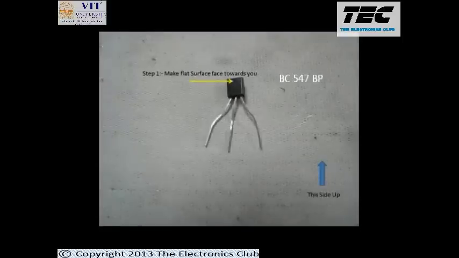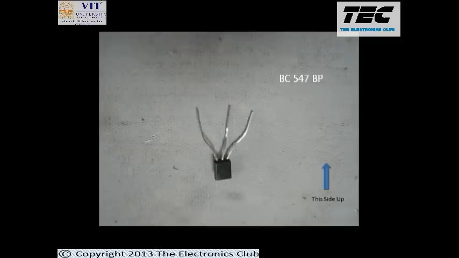Now we will see the connections for our BC547 transistor. In this, make the flat surface of the transistor face towards you, then invert the transistor. Traversing in the clockwise direction, we have emitter, base and collector respectively.